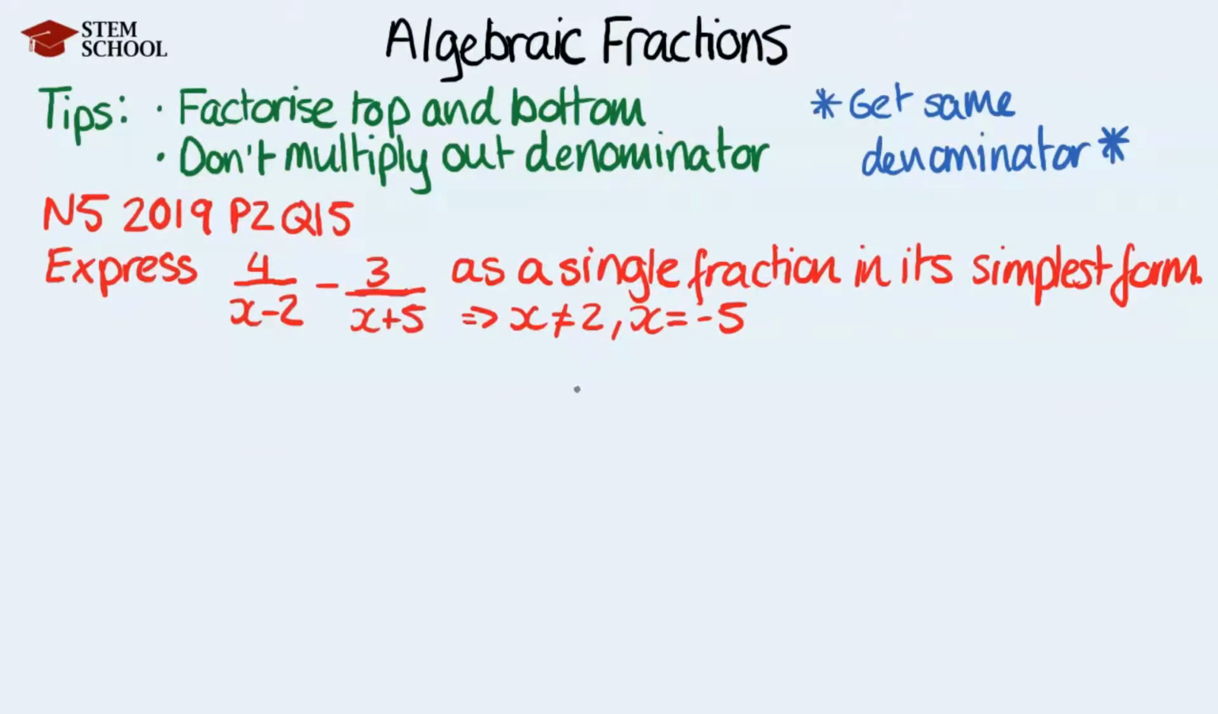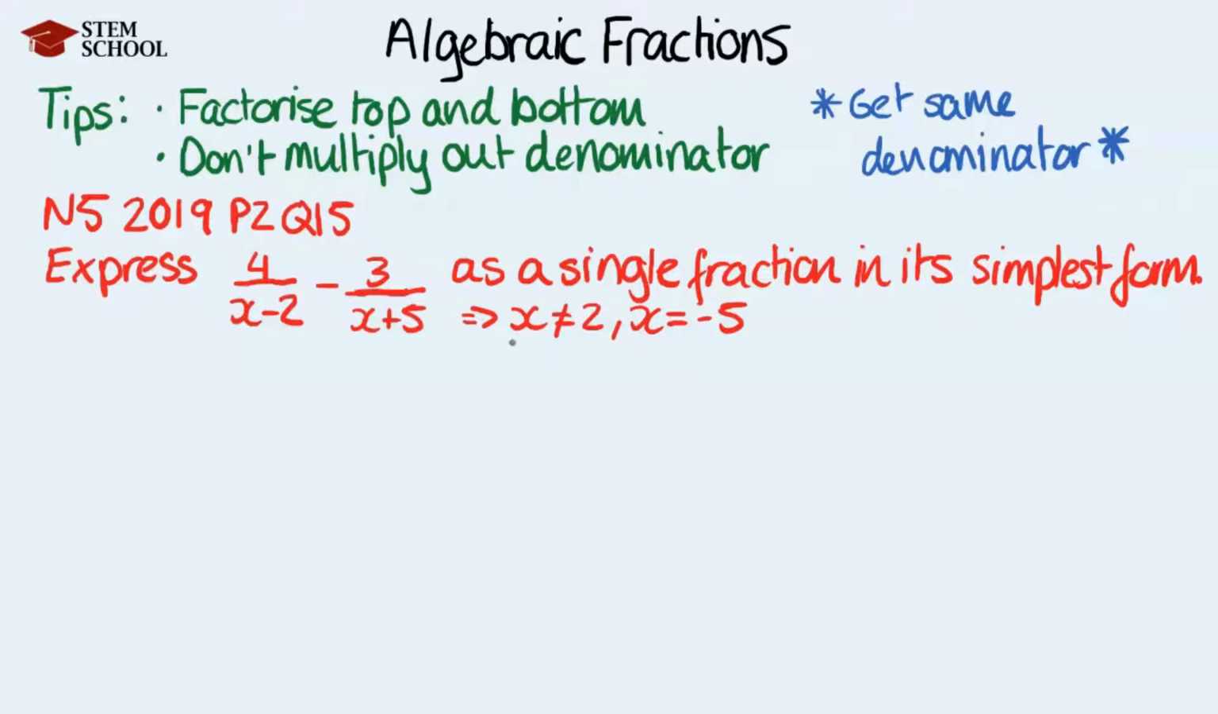Okay, so let's have a go at the second exam question then. We're told to express 4 all over x minus 2 minus 3 all over x plus 5 as a single fraction in its simplest form. And we're told the statement that these algebraic fractions don't exist for the values x is equal to 2 and x is equal to minus 5.